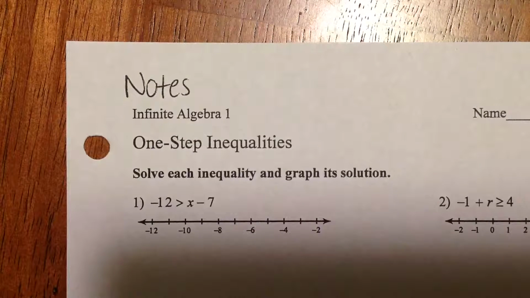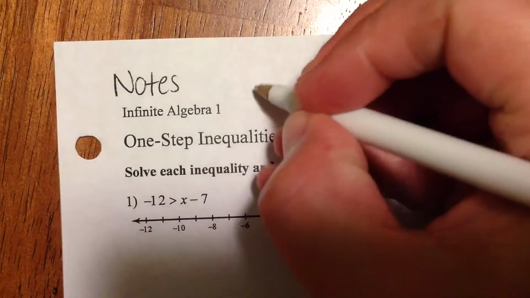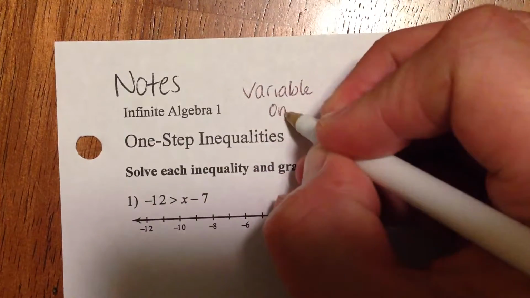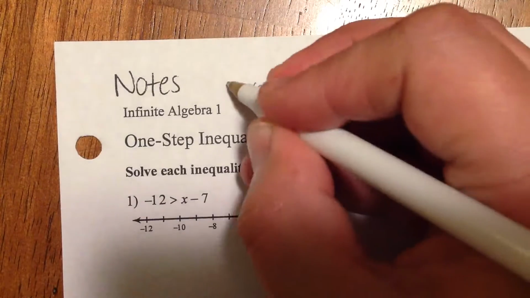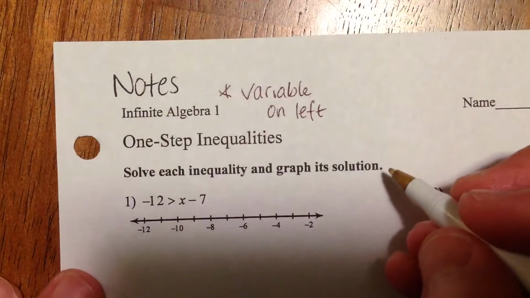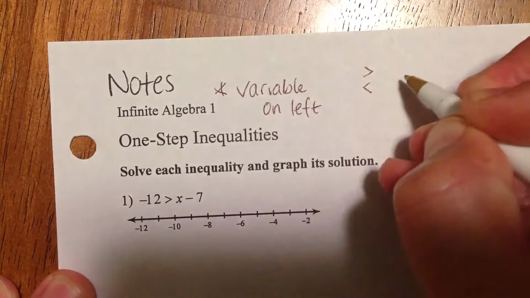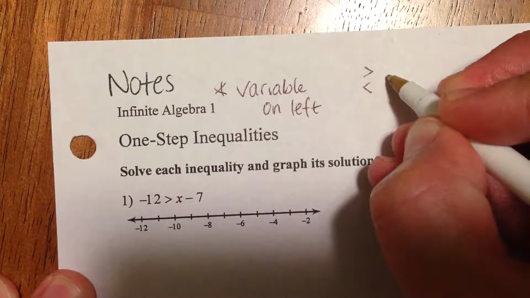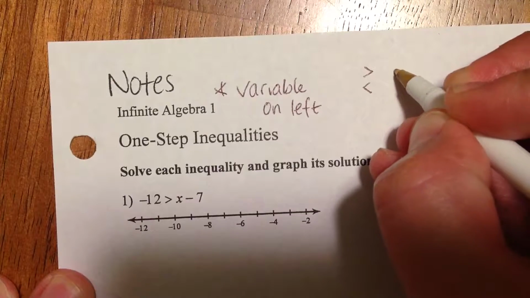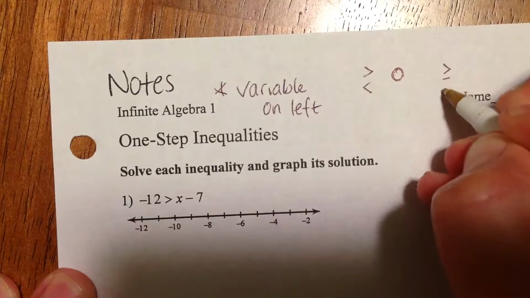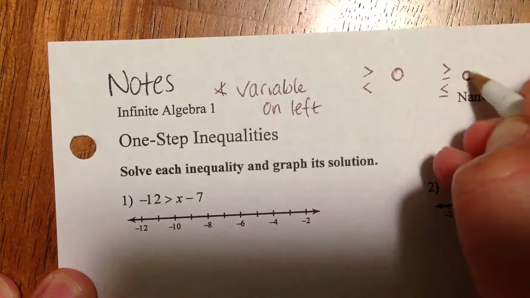In this lesson, we are going to practice graphing and solving one-step inequalities. A couple things to keep in mind are that we want the variable on the left. That's important. Secondly, if we have a greater than or less than symbol with no line underneath it, that's going to represent an open circle. And if I have a greater than or equal to or a less than or equal to, that's a closed circle.